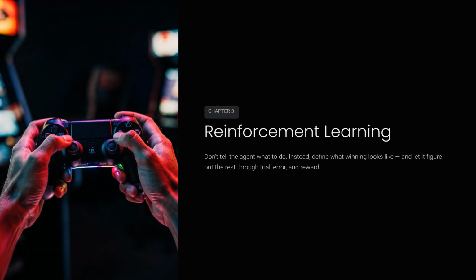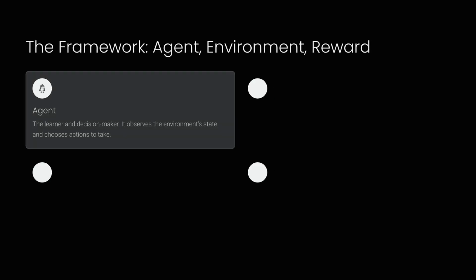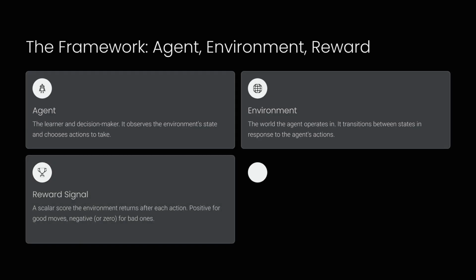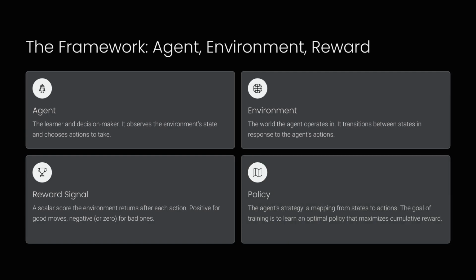Chapter 3 introduces reinforcement learning. Here, the machine is not told what to do, but given a definition of success and allowed to learn through trial, error, and reward. The reinforcement learning framework has 4 key components: the agent, the learner and decision maker; the environment, the world the agent acts in; the reward signal, a score returned after each action; and the policy, the agent's strategy to maximize cumulative reward.